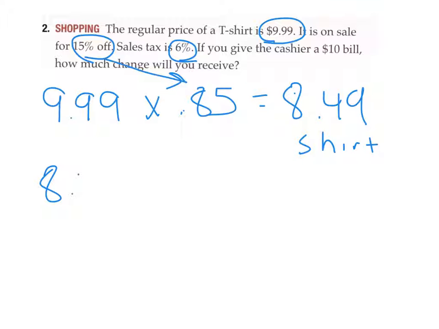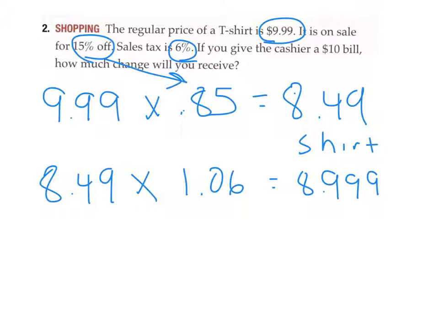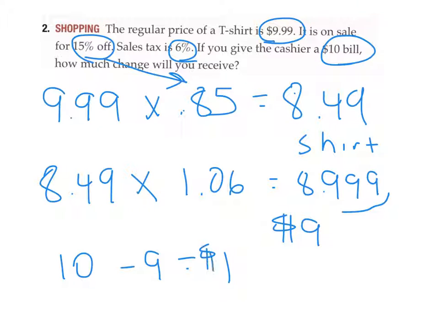So $8.49 has to be multiplied by the tax. Since we're adding, we add a 1 to our percent. And by doing that math, we get $8.9999. And because money doesn't go past 2 decimal places, we have to round. So in reality, we have $9 is what we're going to pay with tax. Now, the question is, if we give a $10 bill, what's our change? Well, if we give $10 and it costs $9, we get $1 back. And there's their answer.